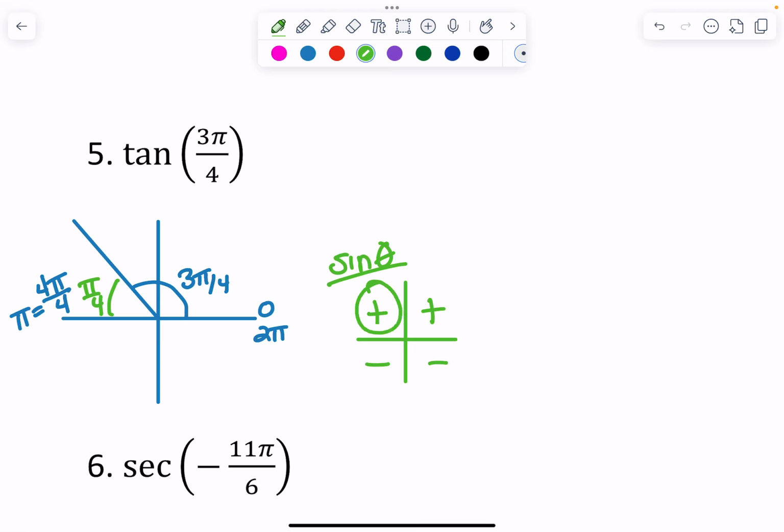So I'm going to have a positive. Oh, wait, we're not looking at sine. Hold on a second. I'm looking at sine. Let's do tangent. Tangent theta. So let's try this again.